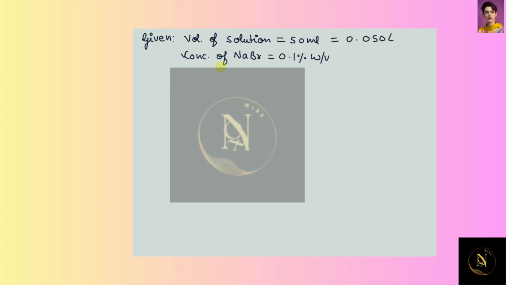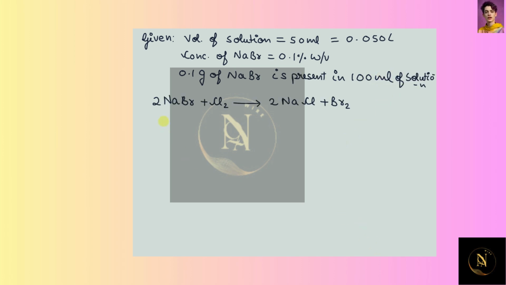And here we have been given the concentration of NaBr, which is 0.1% weight per volume. So it means that 0.1 gram of NaBr is present in 100 ml of solution. So this is the balanced equation of the reaction. So here we need to calculate the bromine amount.